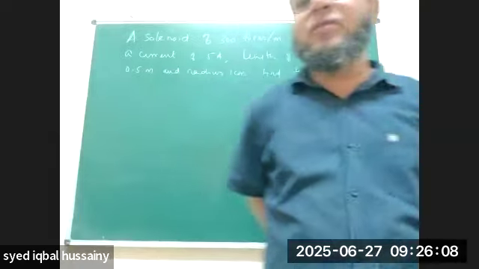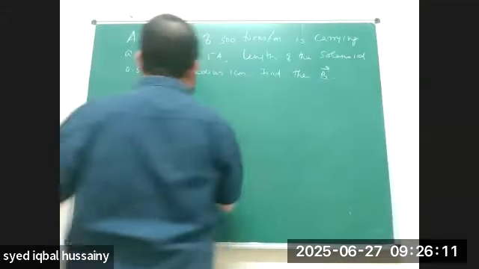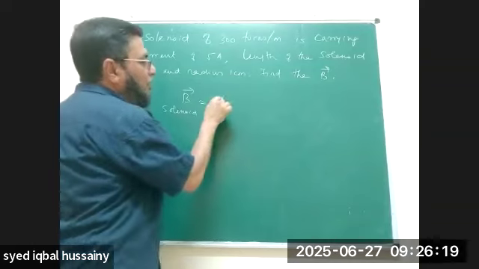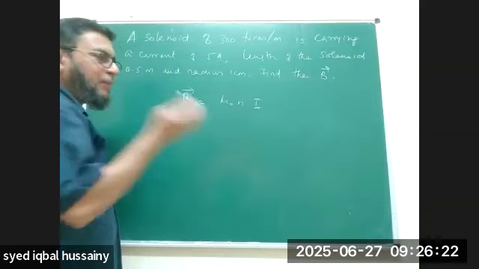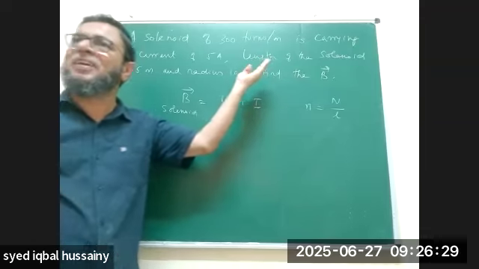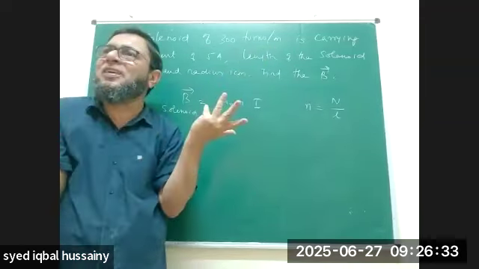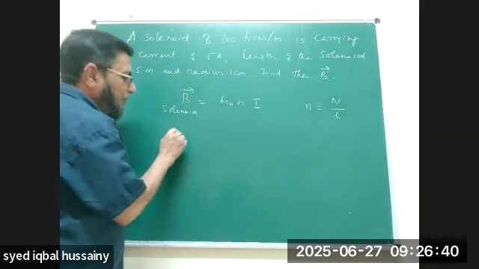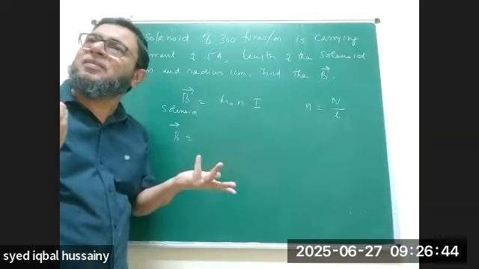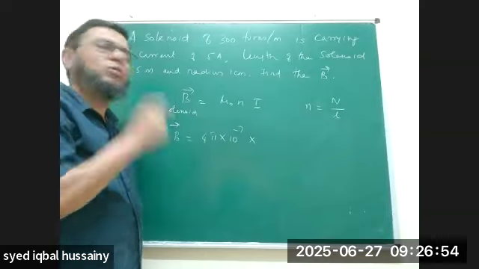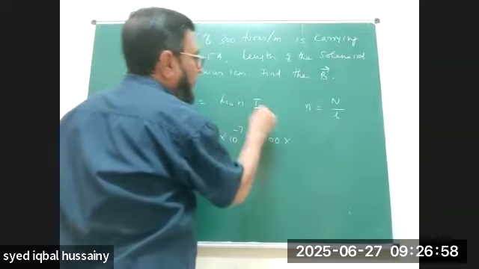Who will say the answer? Speak quickly. What is the formula? The first formula. Very good. So B vector for a long solenoid, B equals mu naught n I. What is small n? Small n is the number of turns per unit length, which is given there, turns per meter. So B equals mu naught n I. What is the value of mu naught? 4 pi into 10 raised to the power minus 7. Remember the value of constants, otherwise they will give it in the exam also, don't worry. What is the current?